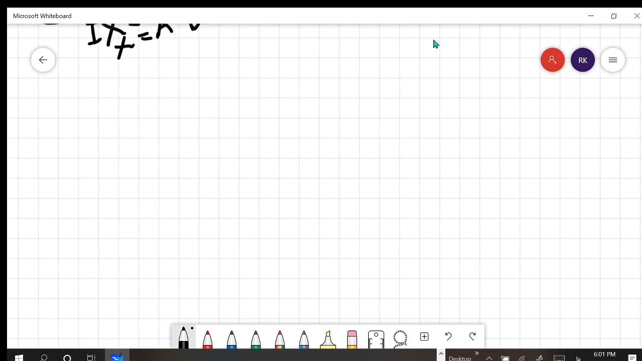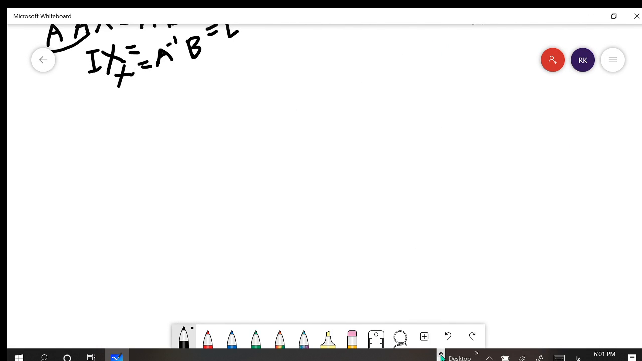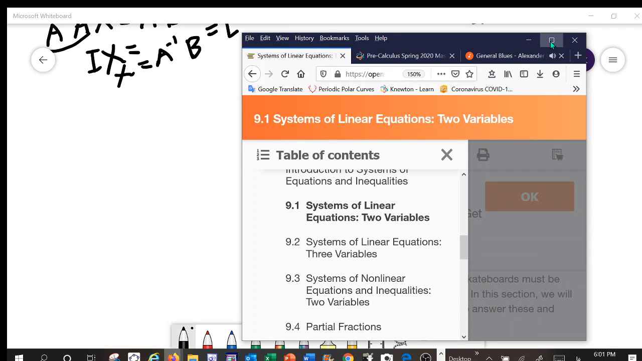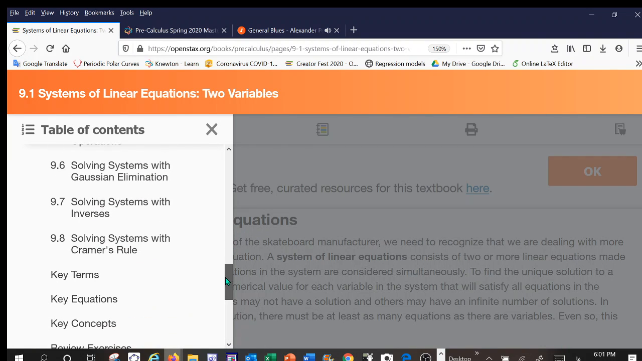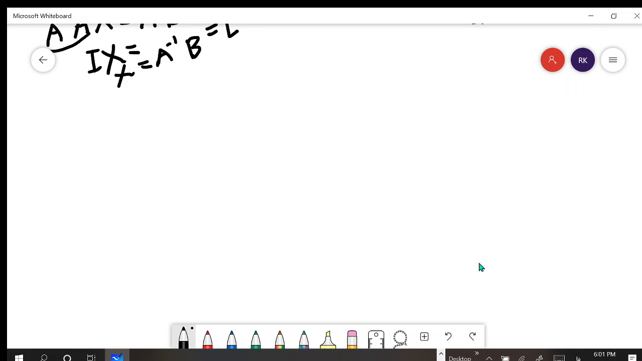Now, there is another method that the books call Cramer's rule. So what is Cramer's rule? Cramer's rule has to do with something called the determinant of a matrix.